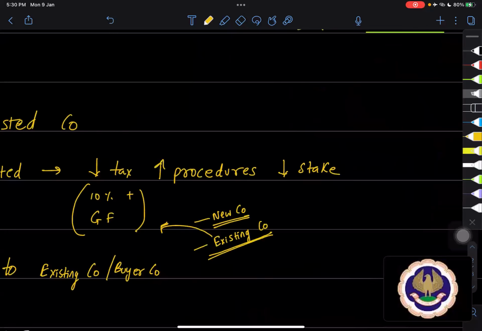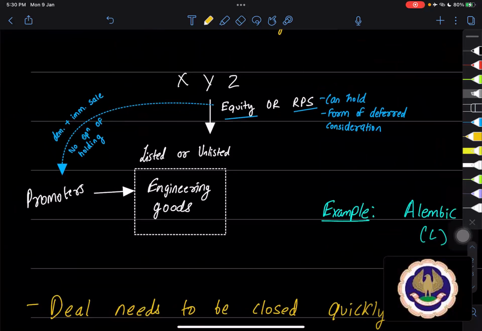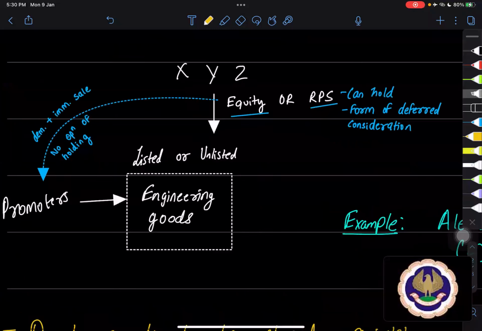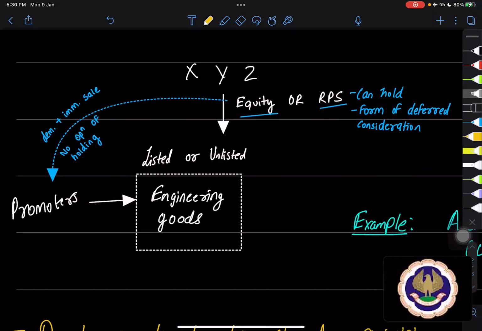So in that case, it's a very interesting strategy which has been recently done by Alembic, where Alembic demerged its undertaking to another unlisted company called Steno, right? So it's a very interesting structure where you can actually get a minor delisting, right? You are actually delisting a single undertaking. So what can happen is that the listed entity can demerge one of its undertakings to an existing company, and the existing company can issue equity.